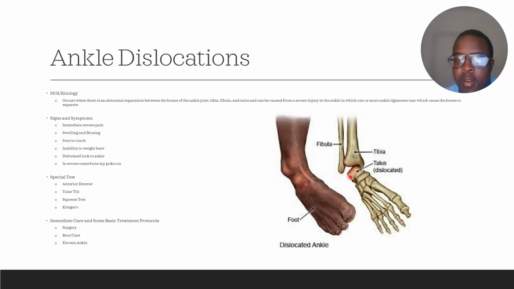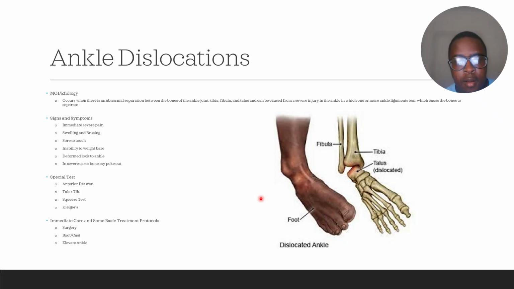causing it to dislocate. As you can see here, the little bruising here, and the little caved in look of the ankle here, can show signs of dislocation. The signs and symptoms are immediate severe pain, swelling and bruising, soreness to touch, inability to weight bear, and a deformed look to the ankle, which you see right here, where it's a little bruised and looks a little caved in here and here. In severe cases, a bone may poke out, so that's not as common, but it still can happen.